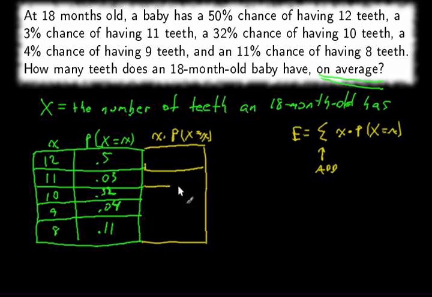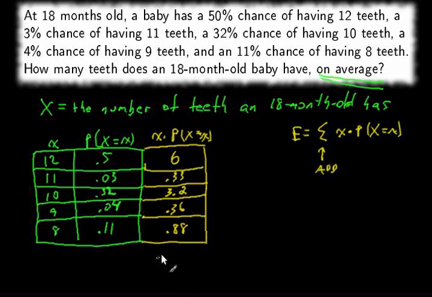and do the multiplication. So we have in the first row 12 times 0.5, that's 6. 11 times 0.03, that's 0.33. 10 times 0.32, 3.2. 9 times 0.04, that's 0.36. And 8 times 0.11, that's 0.88.